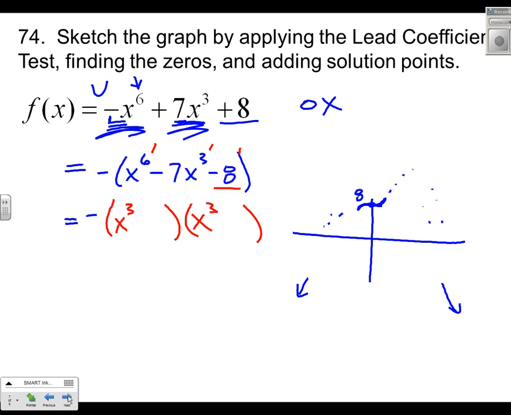Factors of negative 8 that add up to negative 7. Negative 8, positive 1. Foil that in your head. We get x to the 6th. We get a plus 1x cubed. We get a minus 8x cubed, sure enough, and we get a minus 8.